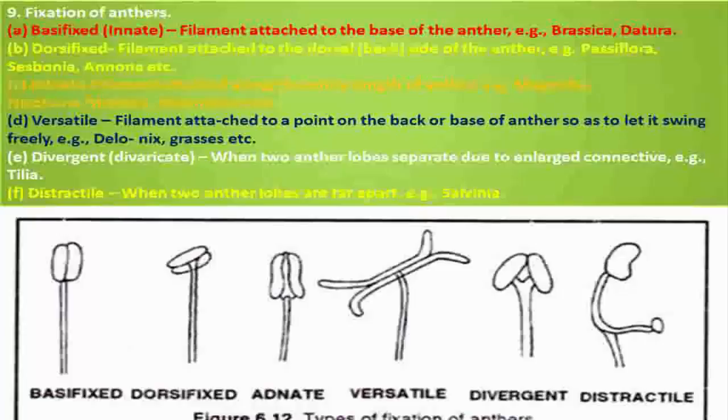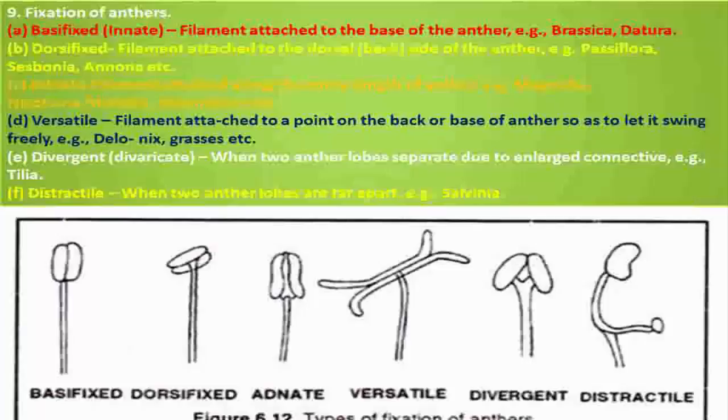Now comes adnate. Adnate is in which the filament is attached along the entire length of the anther. As you can see, this is anther. This is the boundary of the anther, and this filament protrudes towards the entire length of the anther. It is seen in Magnolia, Nicotiana, and Michelia, Nelumbium, etc. So this is your adnate, where the filament is attached along the entire length of the anther.